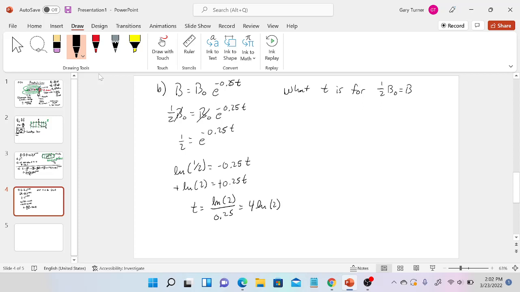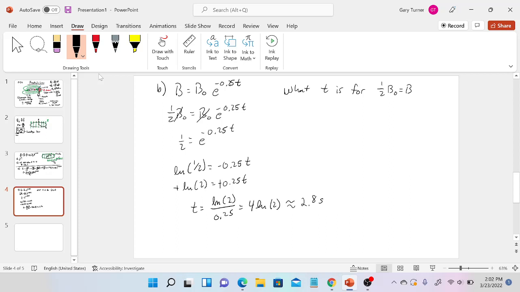The natural log of 2 is like 0.693 and some odd stuff. So if we round that up to 0.7, 0.7 times 4 is what, 2.8. So this is approximately 2.8 seconds for the system to drop off by a half in the strength of the magnetic field.